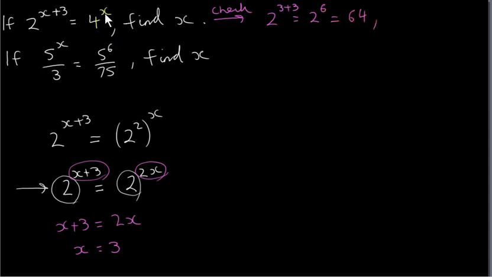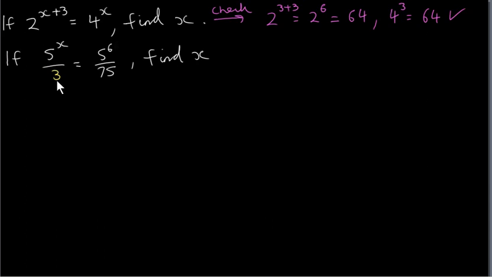On the right hand side, we have 4 to the power of x. Well, 4 to the power of 3 is 4 times 4, which is 16, times 4 is 64. So that checks out.